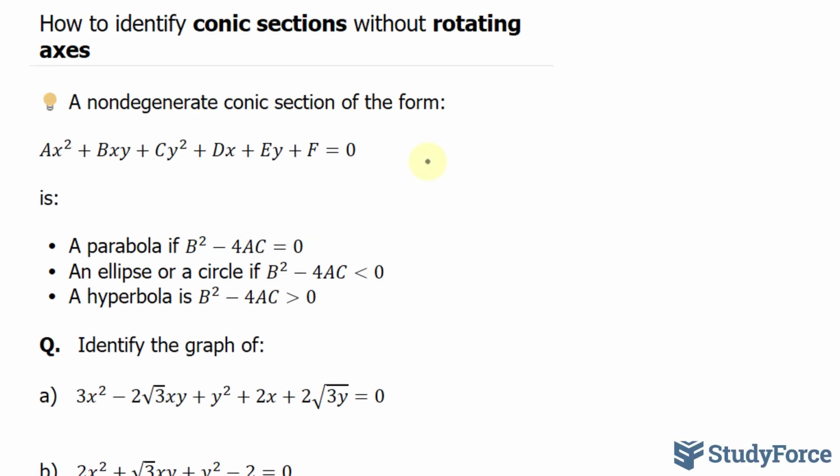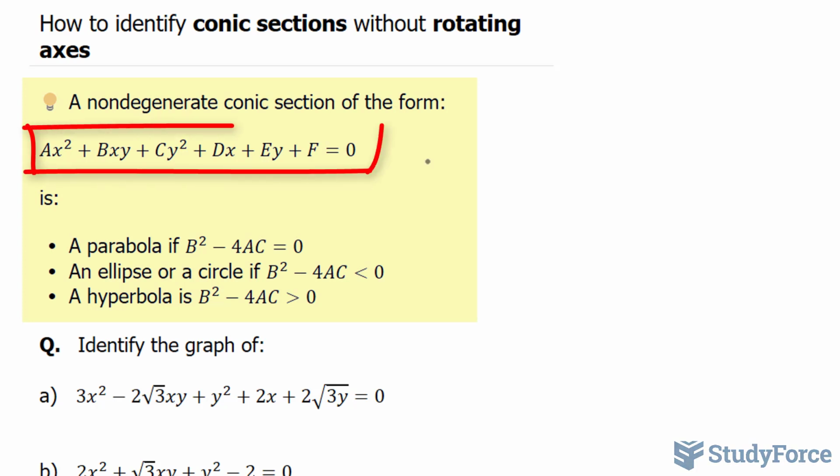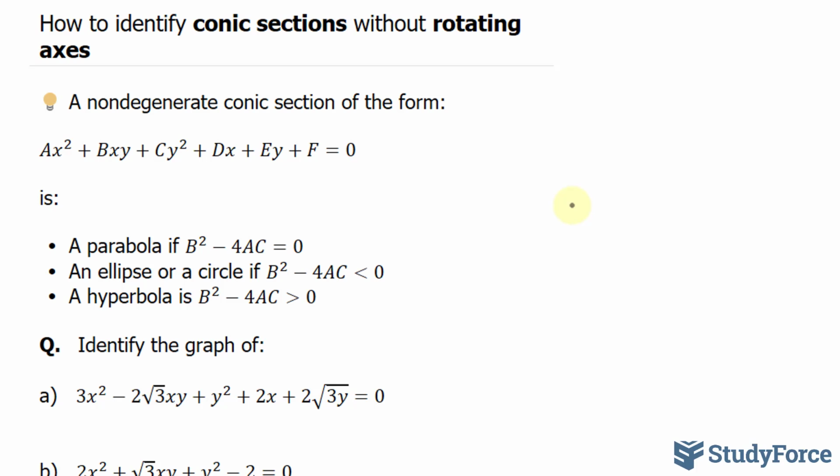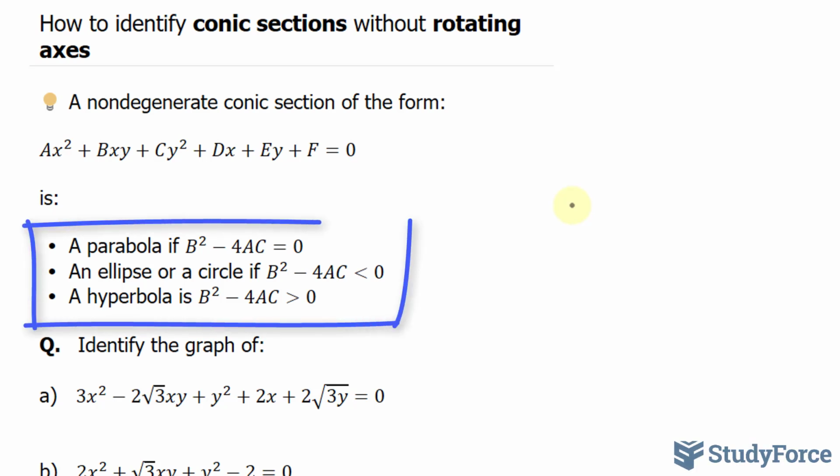In this quick tutorial, I'll show you two examples on how to identify conic sections without actually rotating the axes. A non-degenerate conic section of the form shown on your screen can be identified as a parabola, an ellipse or a circle, or a hyperbola. Can be determined by first listing what your A, B, and C leading coefficients are. And based on these calculations, you can determine which one it is.